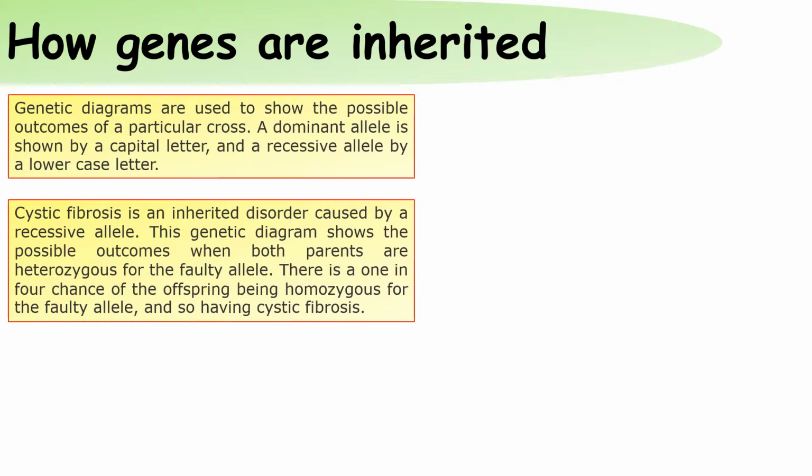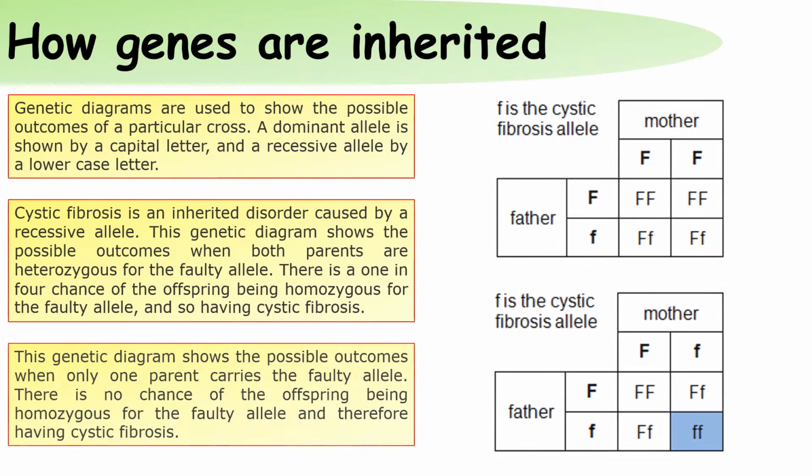Heterozygous means that the parents have one dominant allele, so one gene that does not carry the disorder, and one recessive allele, so one gene that does carry the disorder. The genetic diagrams show the possible outcomes in both cases. The top diagram shows the mother containing two dominant alleles and the father containing one recessive allele. In this case, all four of the possible outcomes have a dominant allele, so none of them will be able to develop cystic fibrosis.